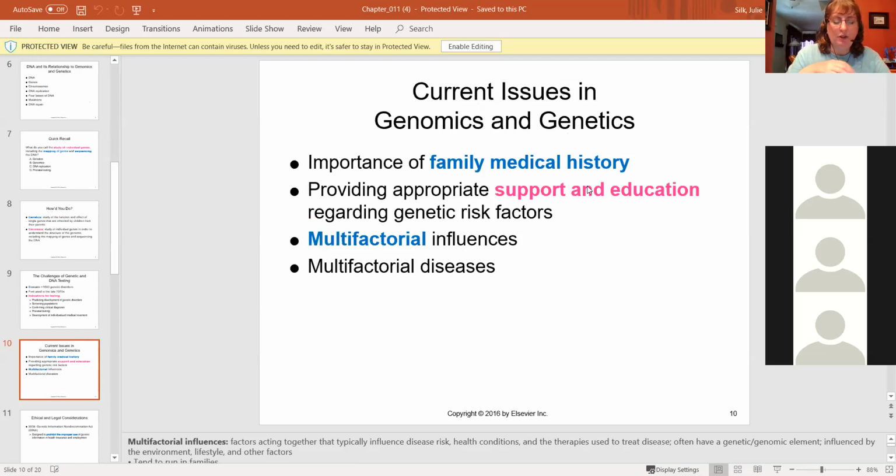All right, so current issues in genetics and genomics. Some of the things they talk about is it's a multifactorial influence. So, factors acting together that typically influence disease risk, health conditions, and the therapies used to treat disease. They often have a genetic or genomic element. They're influenced by the environment, lifestyle, and other factors, and they tend to run in families.